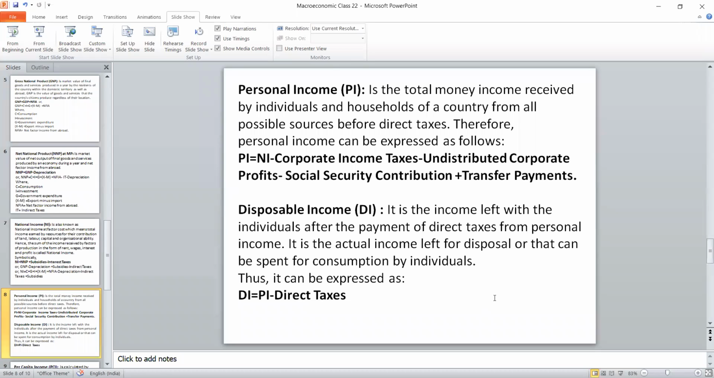So from this personal income, when you deduct your income tax and other direct taxes, then we can get the disposable personal income. Suppose my salary is 1.5 lakhs, then I have to pay 30% of tax. So nearly 40,000 rupees I have to pay as income tax. So 1 lakh is my disposable income.